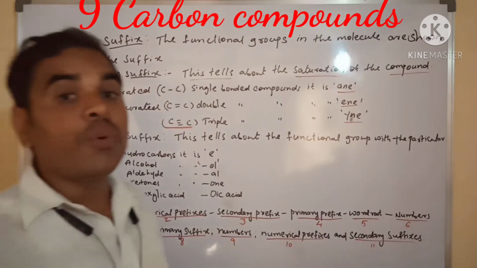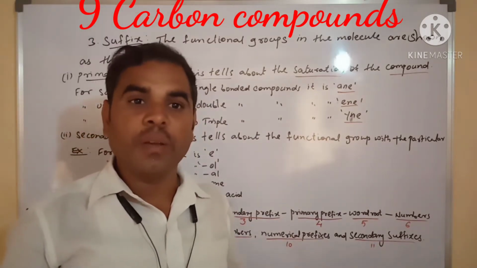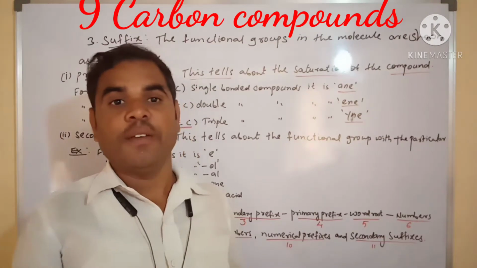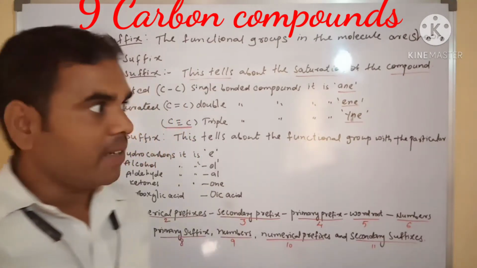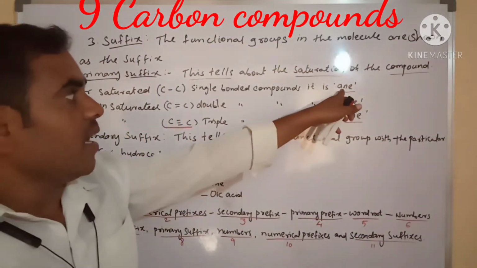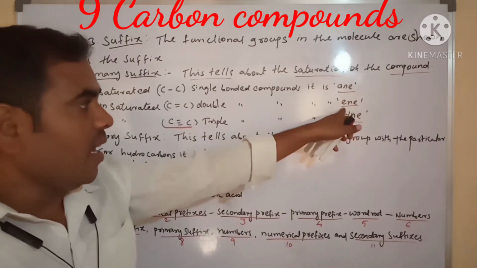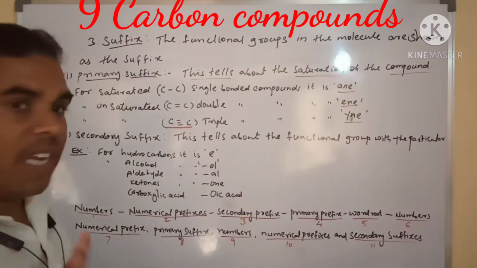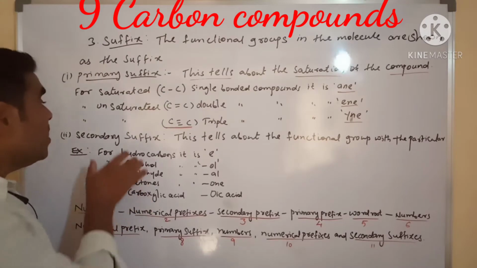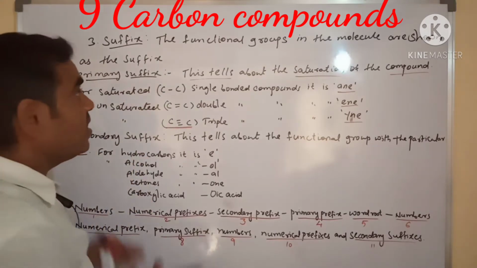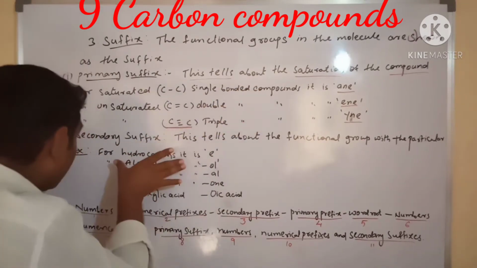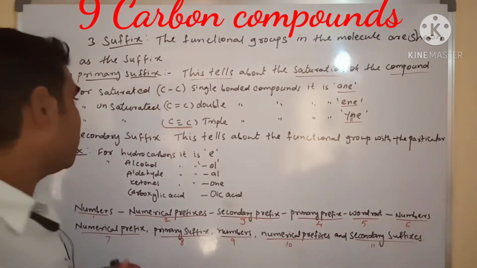Propyne, butane, butene, propene. We have to write ane, ene, yne. Is it clear? Okay. Next, the secondary suffix. These are the primary suffixes and these are the secondary suffixes.